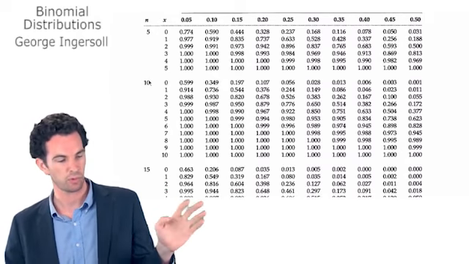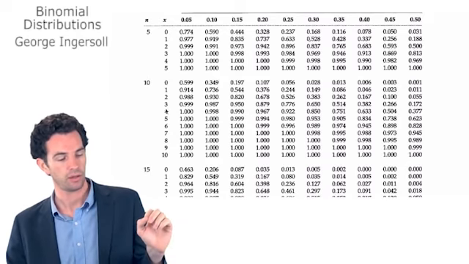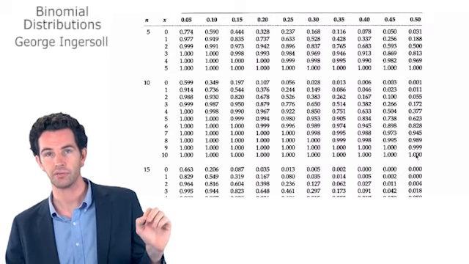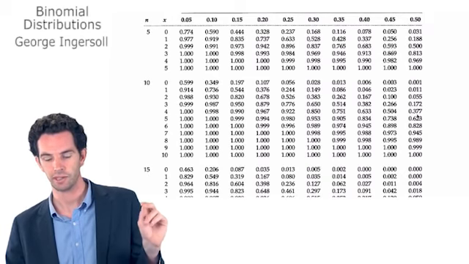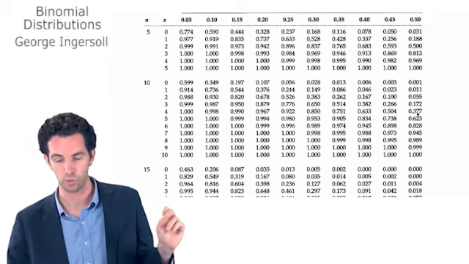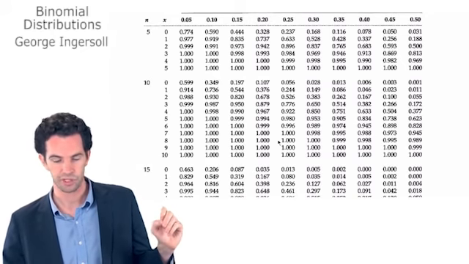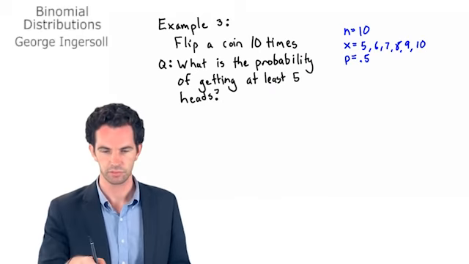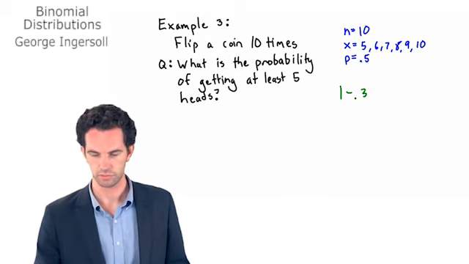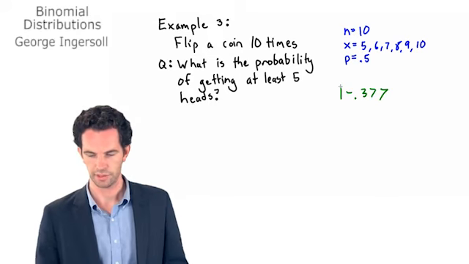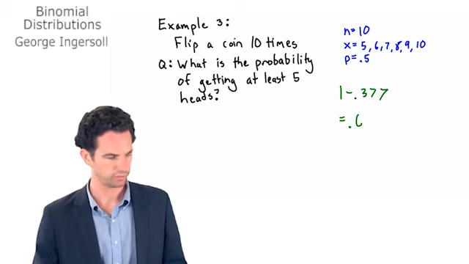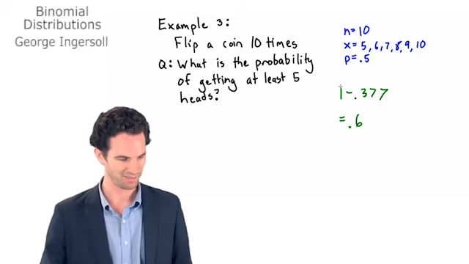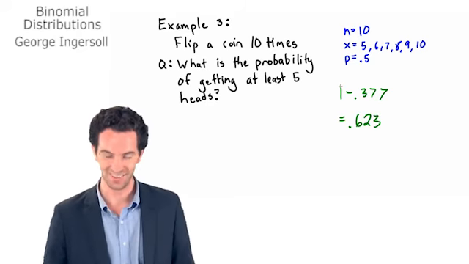So here we're in the right place. Our n is equal to 10. Our p is equal to 0.5. So we're saying the probability of 10 or less minus the probability of 4 or less. So that's 1 minus 0.377, and that's going to be equal to 0.6 something something. I should be able to do this in my head. 0.623. But I didn't.